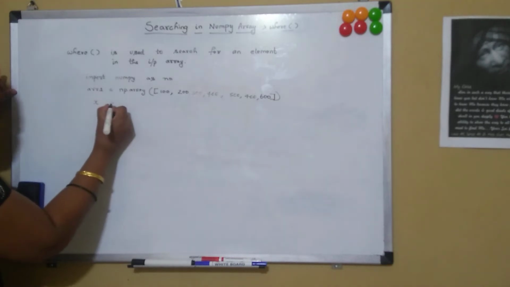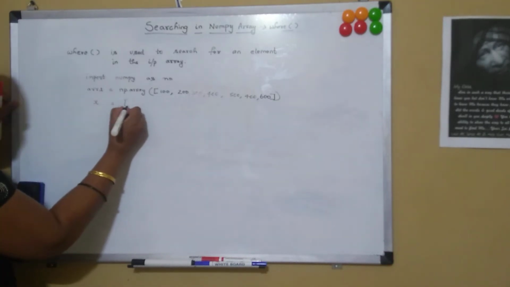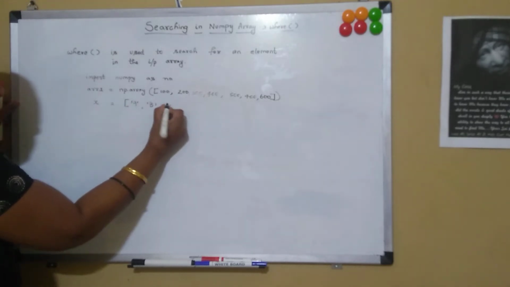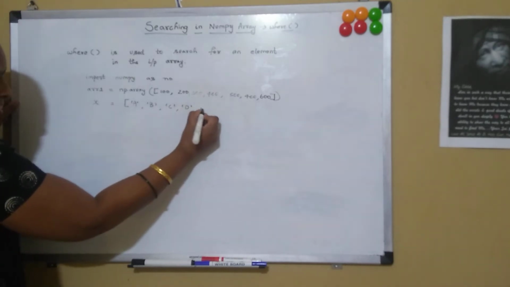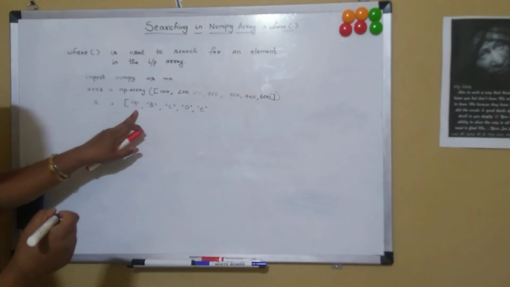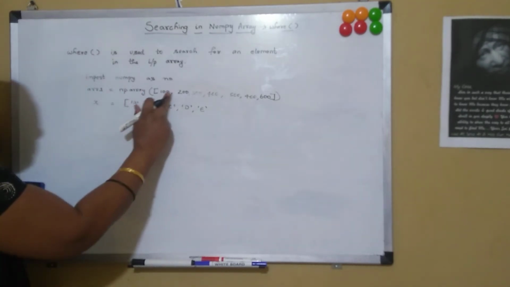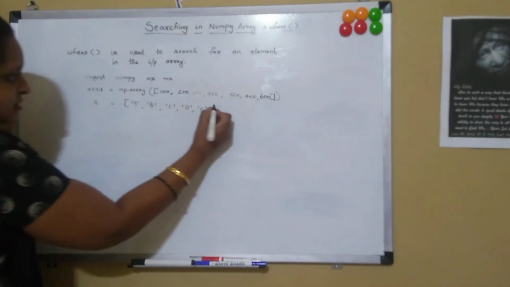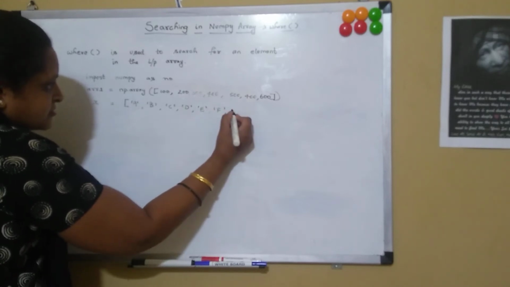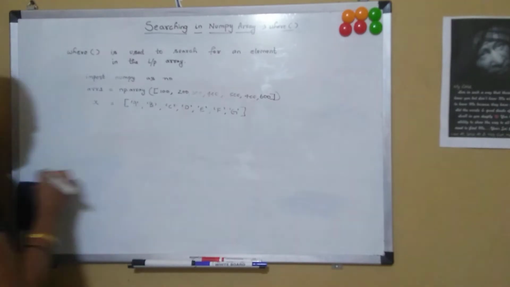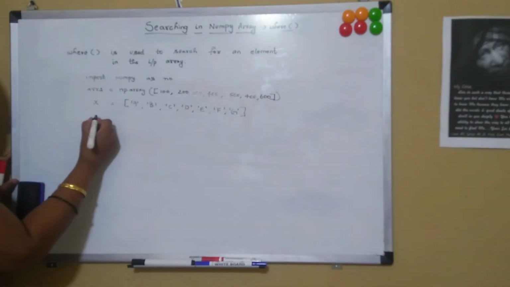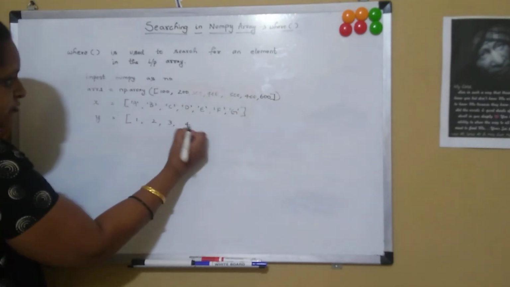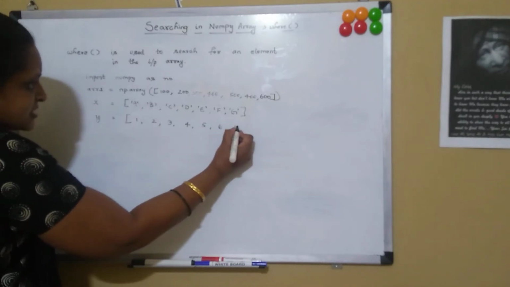So let me have my x as a list, an array or list with A, B, C, D, E, F, G. So it should be of the same dimension as our input array. So this is my x values and y is having 1, 2, 3, 4, 5, 6 and 7.